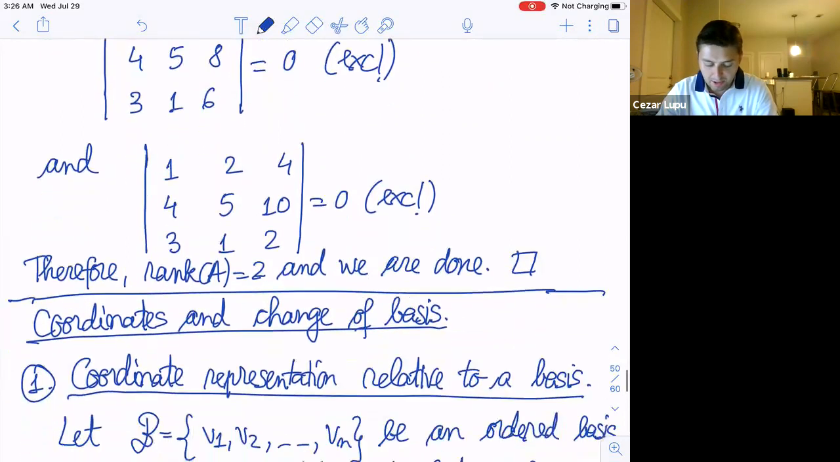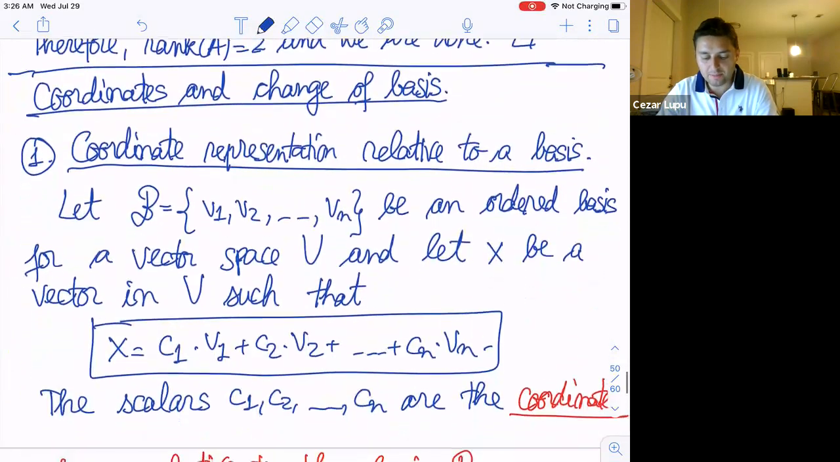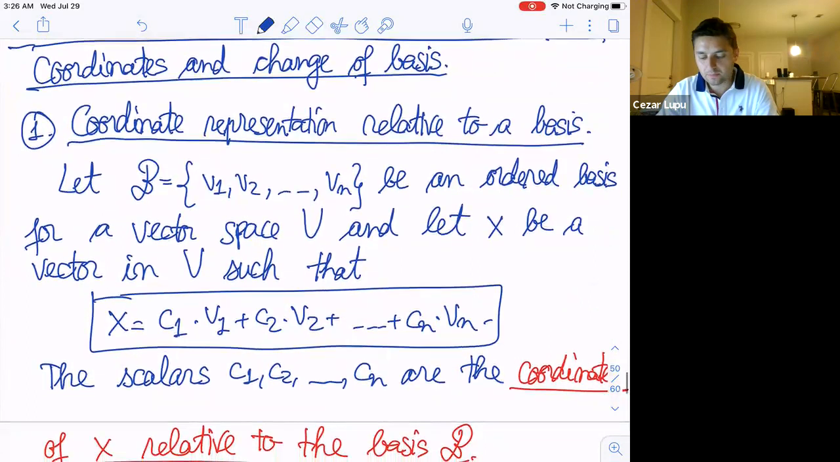Anyway, so let's talk about coordinates and change of basis. And the first thing we want to talk about is the coordinate representation relative to a basis. And I'm going to denote a basis B, which will consist of these vectors, v1, v2, vn. And I say this will be an ordered basis for a vector space V.